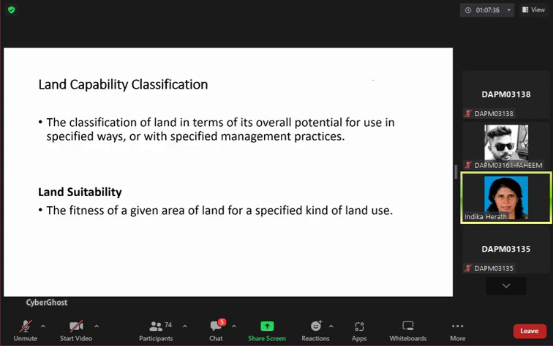And there are a few other definitions that I want to talk to you about: land capability classification.